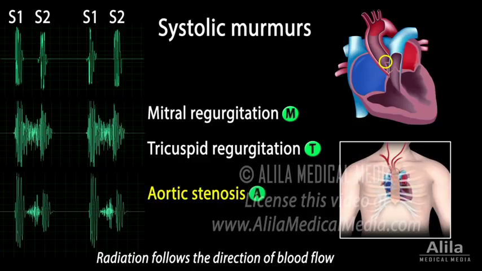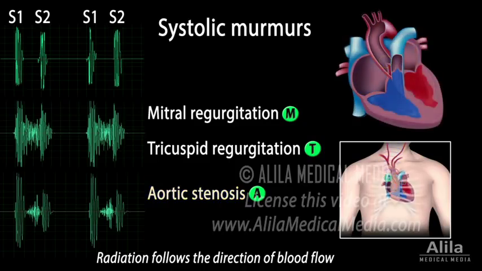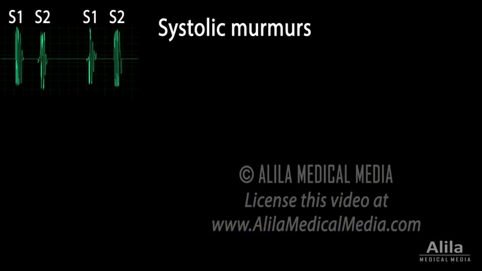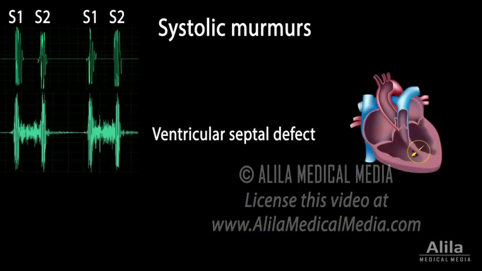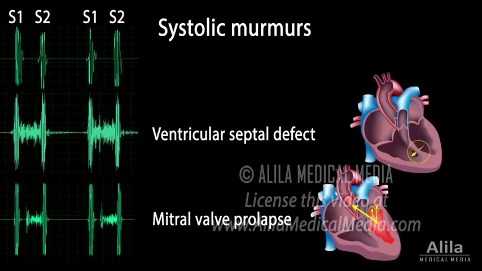Aortic stenosis murmur is loudest in the aortic area, and the sound radiates to the carotid arteries in the neck following the direction of blood flow. Again, on the other side of the heart, a pulmonic stenosis has the same characteristics, but is best heard in the pulmonic area and does not radiate to the neck. Other conditions that cause audible systolic murmurs include ventricular septal defect and mitral valve prolapse.